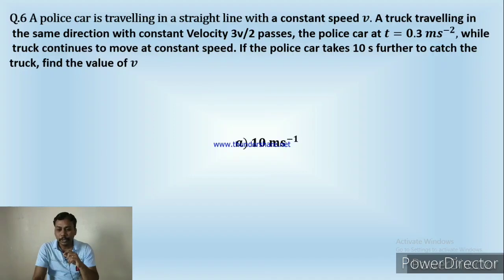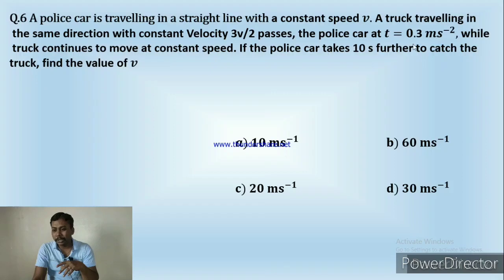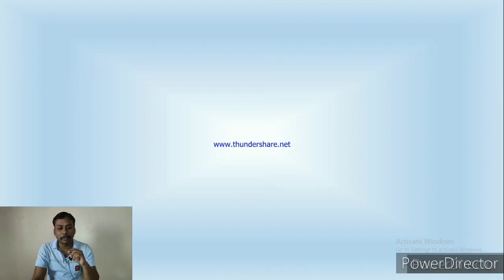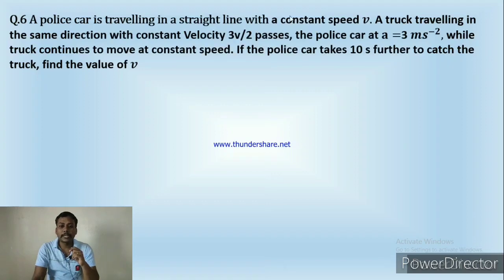Options are A 10 meter per second, B 60 meter per second, C 20 meter per second, and D 30 meter per second. Here actually a is equal to 3 meter per second square, which is correct here. Let's see the question again. A police car is traveling in a straight line with a constant speed v. A truck traveling in the same direction with a constant velocity 3v by 2 passes the police car at a. Here the correction is a is equal to 3 meter per second square.